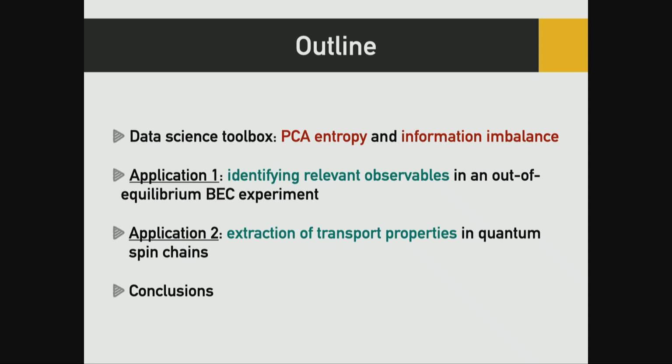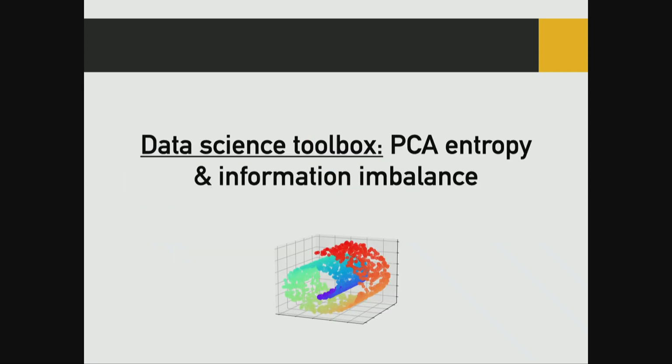So now here's the outline for the rest of the talk. I'm going to start by giving you a little introduction to two of the tools that we use. And then I will show you some examples where we apply these tools to extract information about some many-body problems. The first one involves an experiment with Bose-Einstein condensates. And the second is more recent work that we are doing at the moment, where we try to characterize transport properties of quantum spin chains.